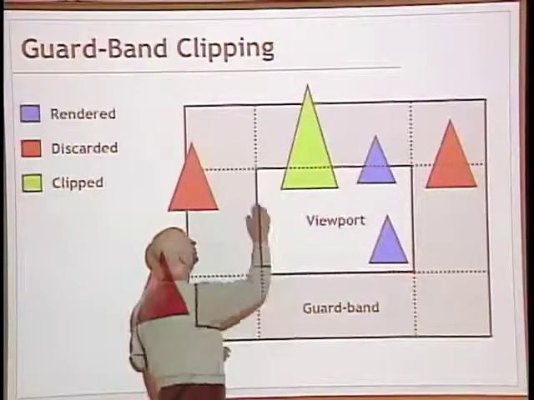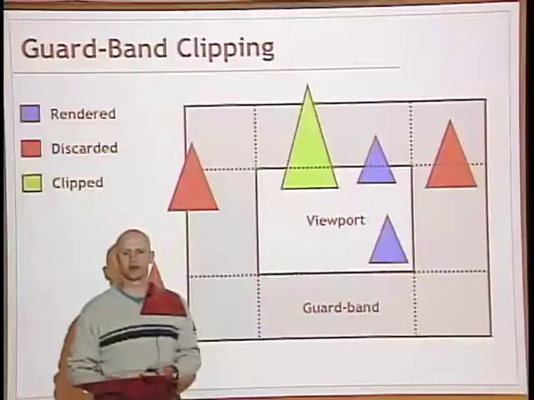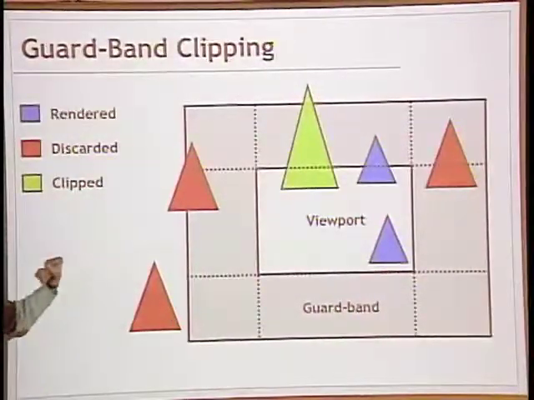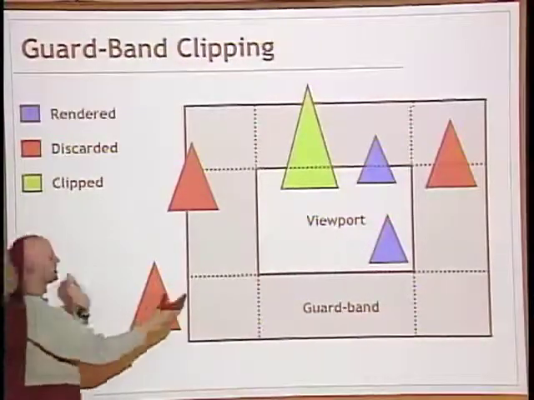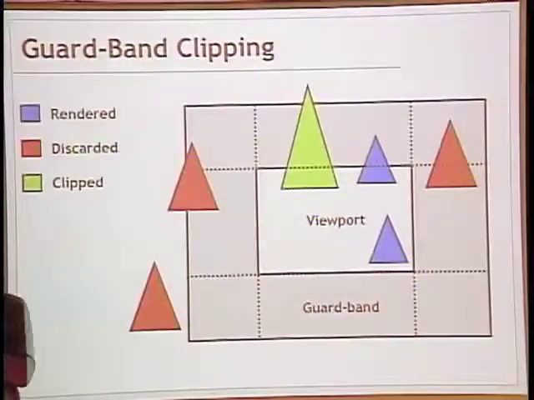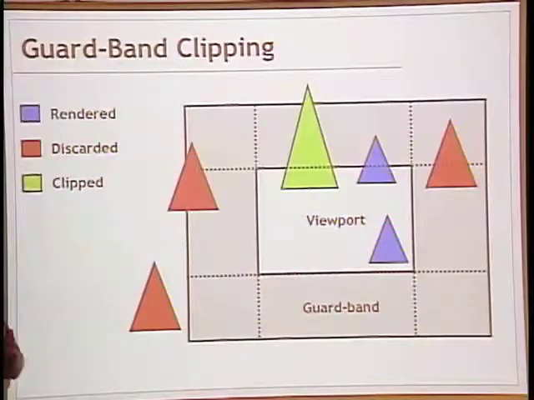If a polygon crosses the viewport line and the guard band line, then we know that we're going to have to clip it. Okay? But you notice when we look at this picture, we have to clip fewer triangles than we will if the size of the clipping band is the same as the size of the viewport. Okay? So we're going to have to do more work by having a guard band, but we're not going to have to clip as much. And we hate clipping. Clipping's really bad.